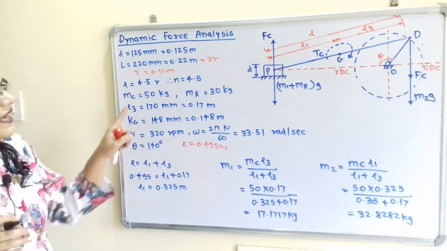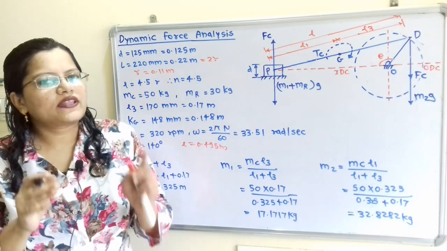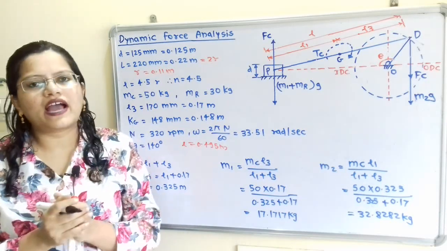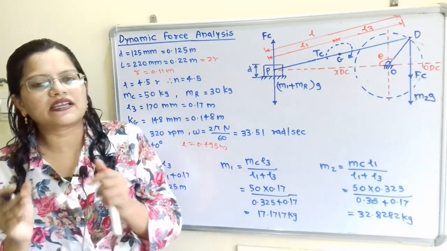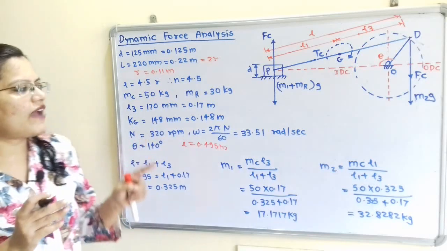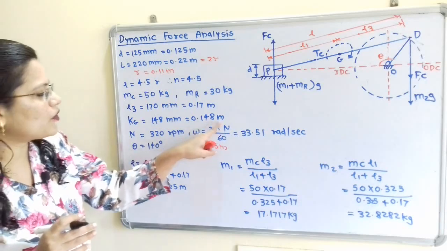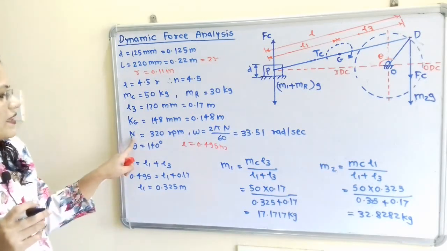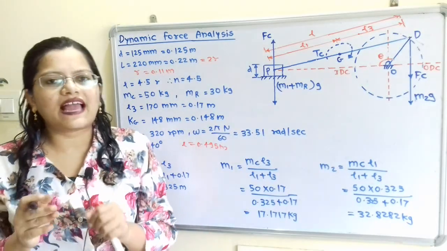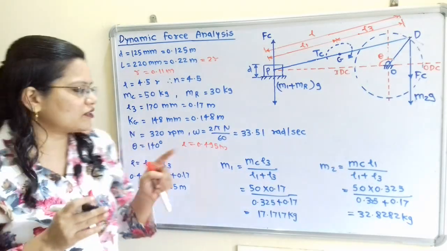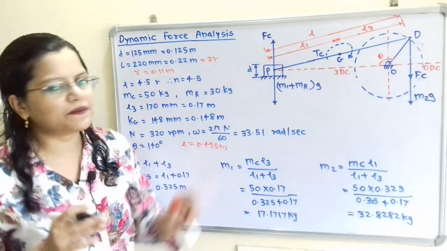Now the radius of gyration for this connecting rod about center G is given. So for this connecting rod, if radius of gyration is mentioned, then this is for the dynamically equivalent system. So we will say that the value of kg is given 0.148 m, which is equal to 0.148 meter. Now n, that is the speed of the crank, is mentioned 320 rpm. So from that we can calculate the angular velocity, that is omega, 2 pi n by 60, which is equal to 33.51 radians per second.